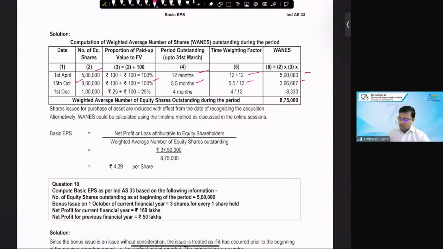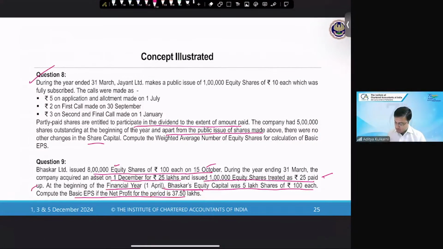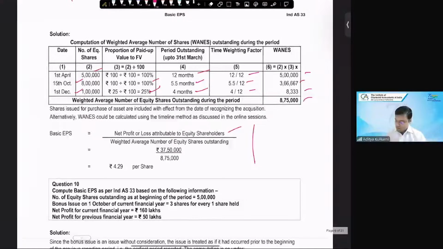So 1 lakh shares, 25% paid up for 4 months. So that gives you your weighted average number. So basic EPS will be net profit attributable to equity shareholders, 37,50,000, divided by 8,75,000. So 4.29 per share.